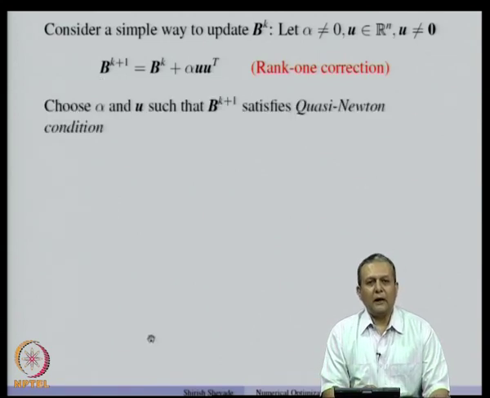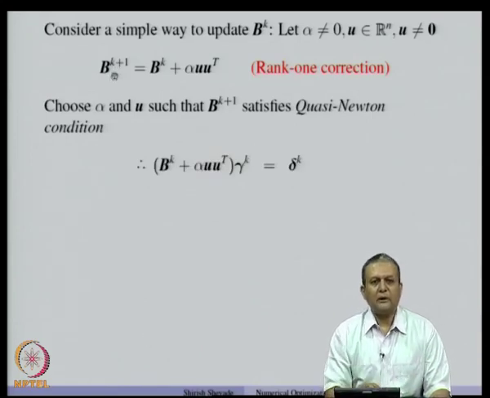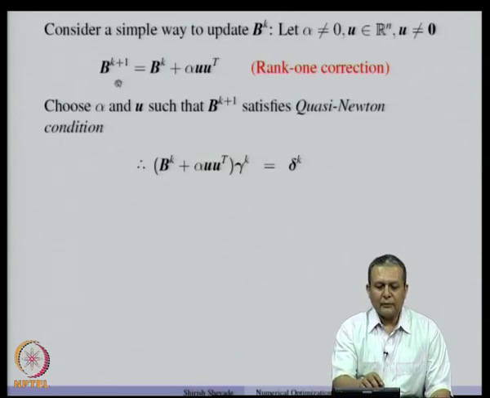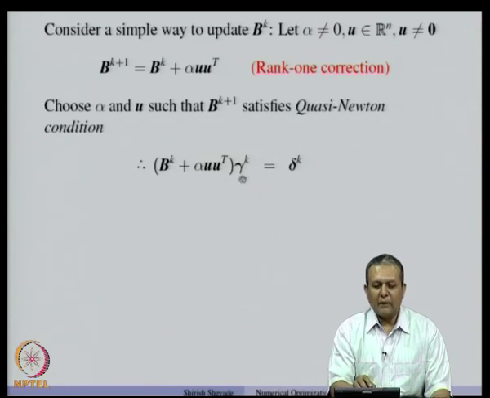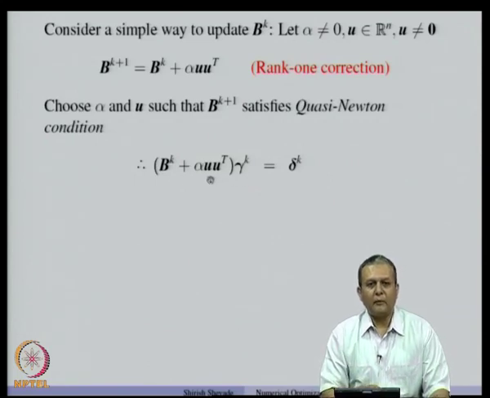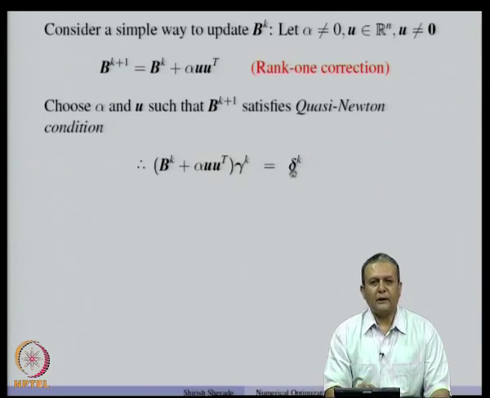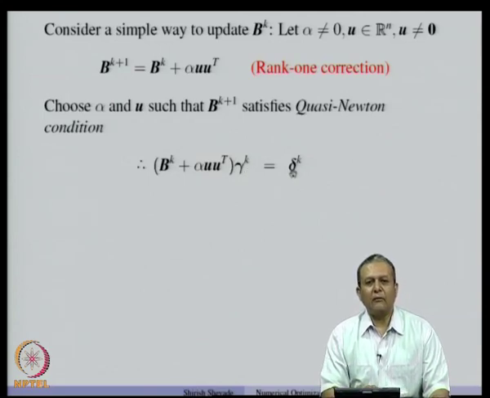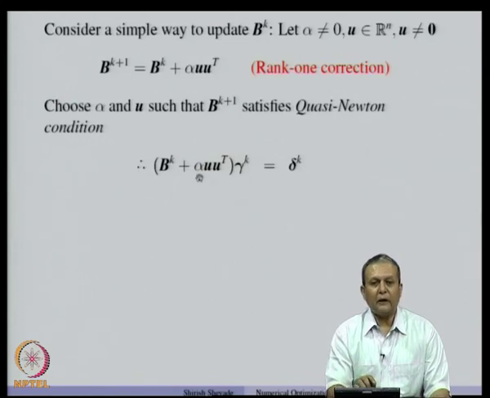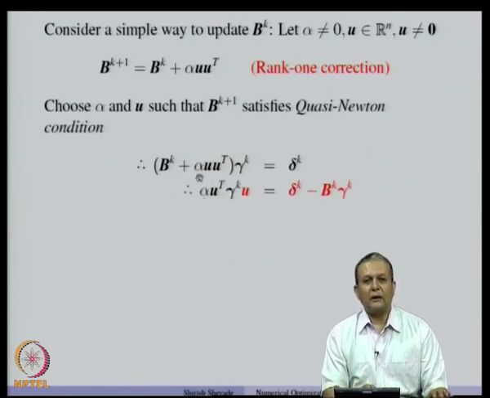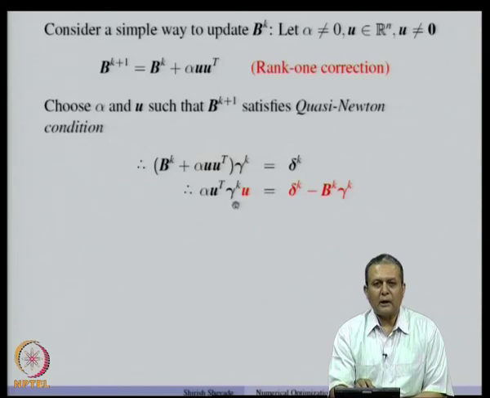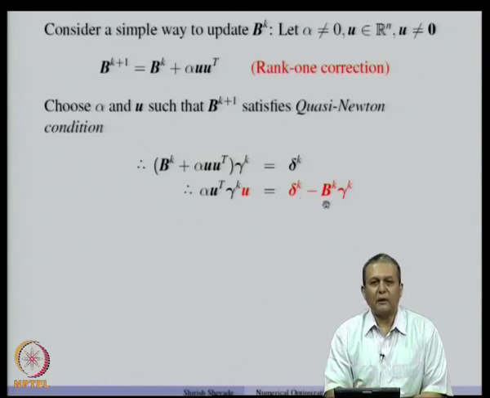Now, this is about the correction, but we also want B_{k+1} to satisfy the quasi-Newton condition, that is, B_{k+1} gamma_k is equal to delta_k. So, substitute this quantity in that equation. B_{k+1} gamma_k equals delta_k will be written in this form, and the variables here are alpha and u, because B_k, gamma_k and delta_k are known. So, how do we get alpha and u? Suppose we rearrange the terms in this equation and write it as alpha u transpose gamma_k times u is equal to delta_k minus B_k gamma_k.